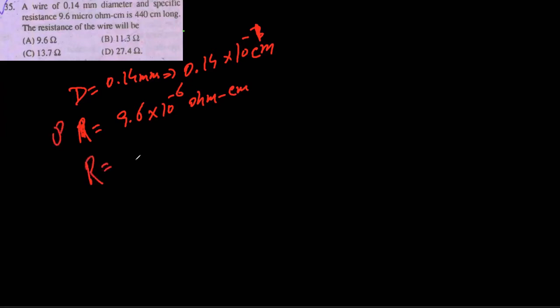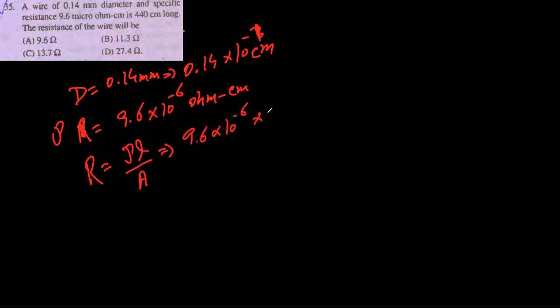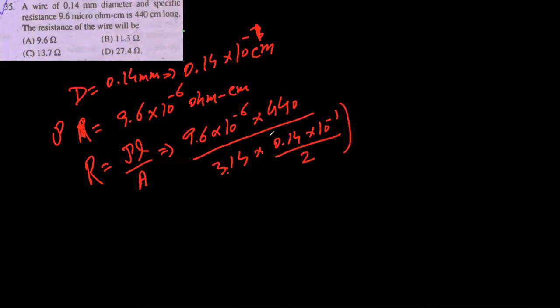So your resistance will be equal to rho L divided by A, where rho is 9.6 times 10 to the power minus 6 and L is 440 centimeter. The area will be equal to 3.14 r square. The diameter is 0.14 times 10 to the power minus 1, so r is that divided by 2. Let's simplify it. That will be equal to 27.4535 ohm. So option D will be the correct answer.